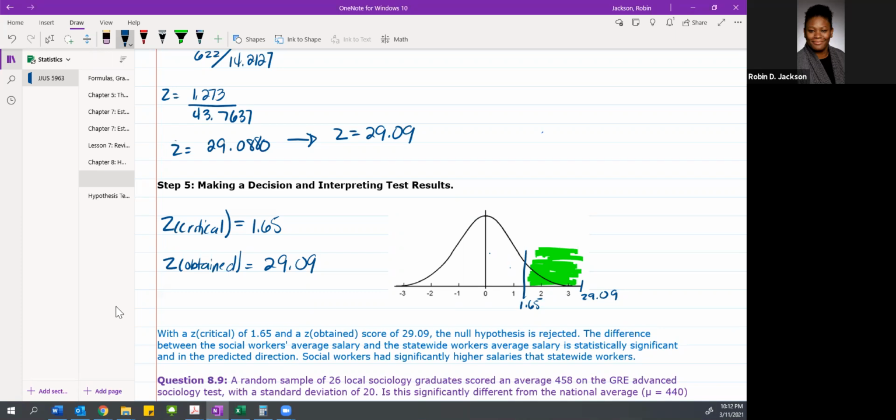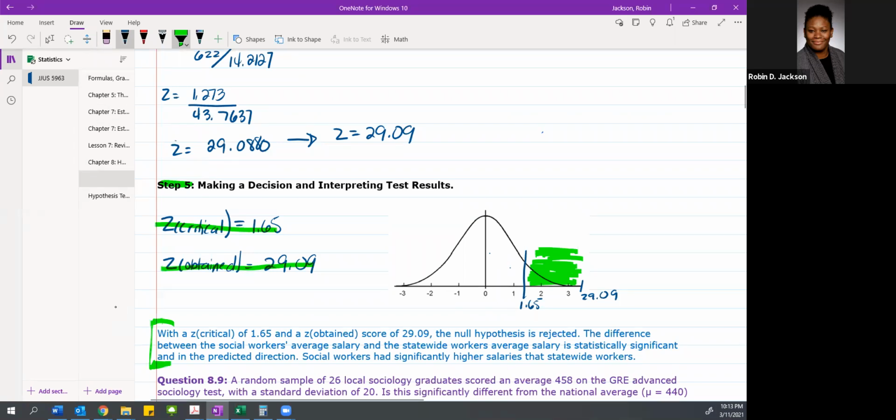Use the book, use what I have here, use the information that you see in the PowerPoint, use a number of tools to help you craft the way you want to write these statements. But your step 5 needs to have the Z critical, and it needs to have Z obtained, and it needs to have this statement. So this is the information that must be in your step 5.